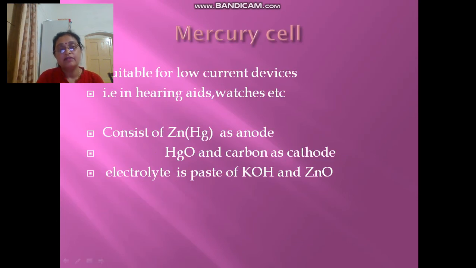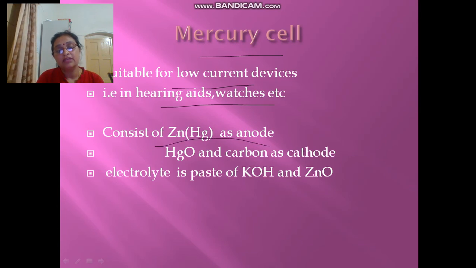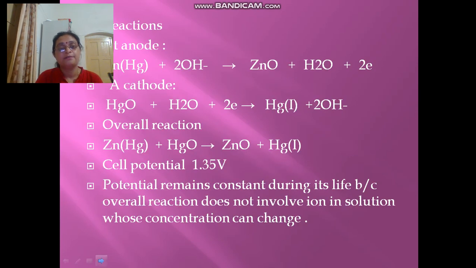Now another cell that we have to discuss is the mercury cell. Mercury cell is used in low current devices, for example hearing aids and watches. It has the anode, that is zinc amalgam, and the cathode is mercuric oxide and carbon, and the paste present as electrolyte is KOH and ZnO. This is about the mercury cell.